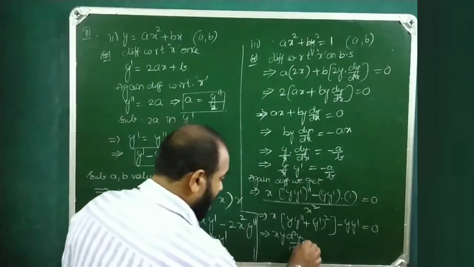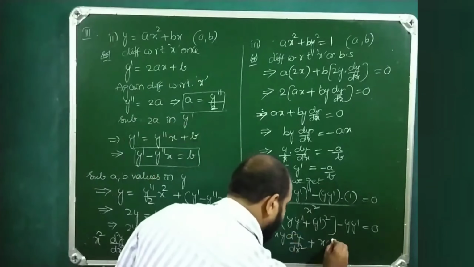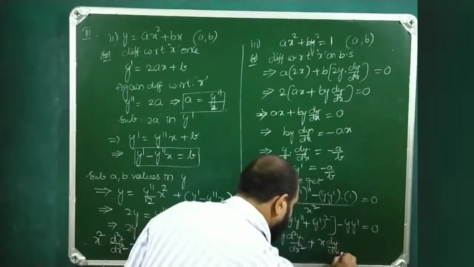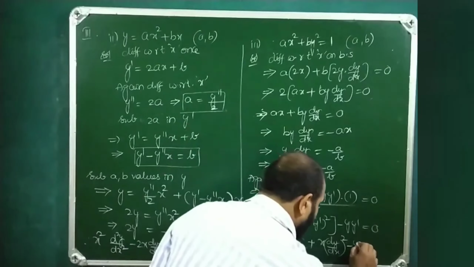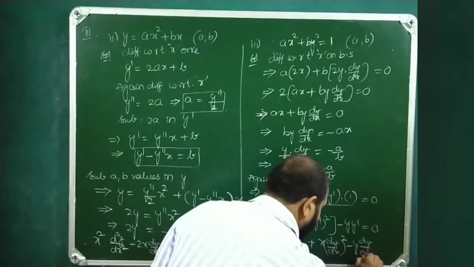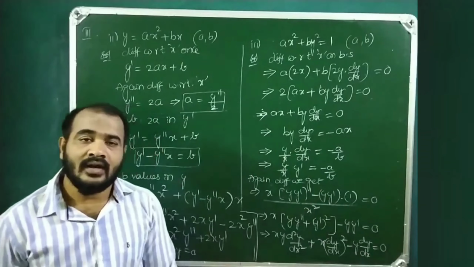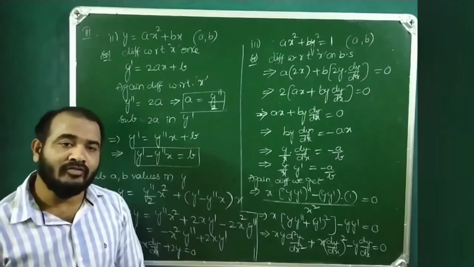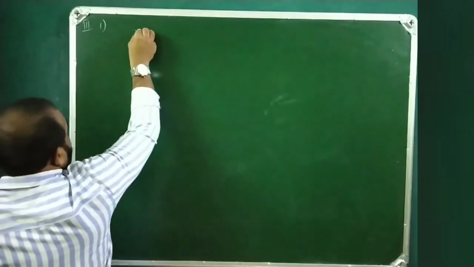Next step, plus x y dash value is dy by dx, it has a square here, minus y into, what is the value of y dash, dy by dx is equals to 0. So this is the required differential equation we are looking for. The next question is the fourth bit from third Roman first question.